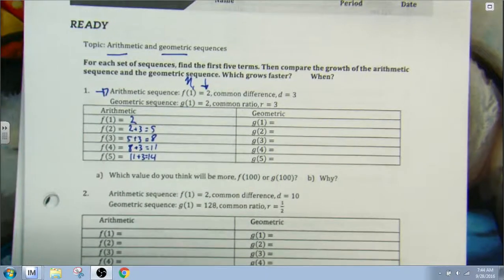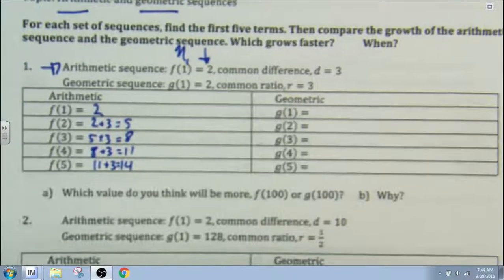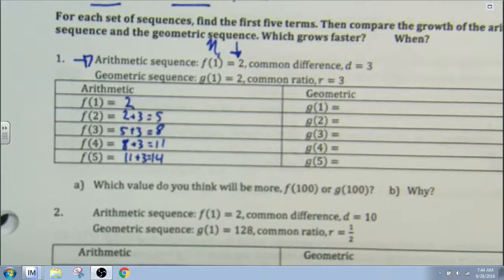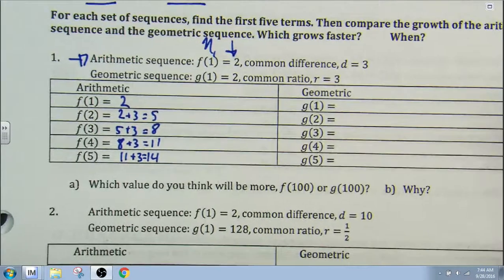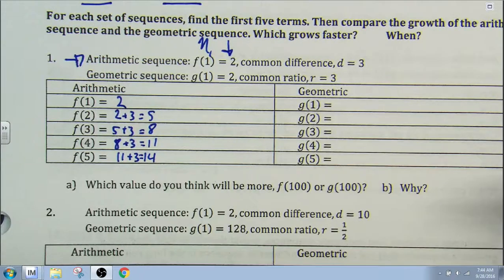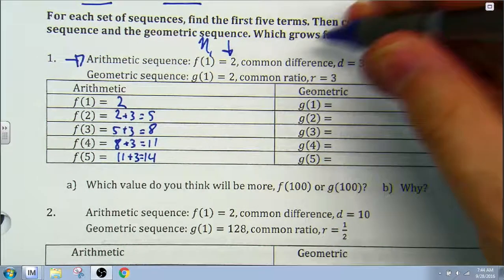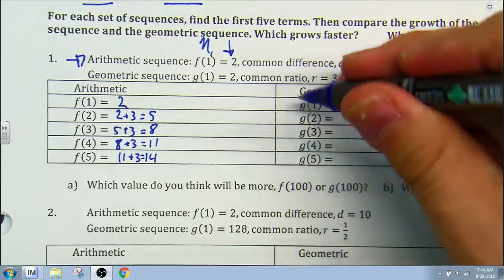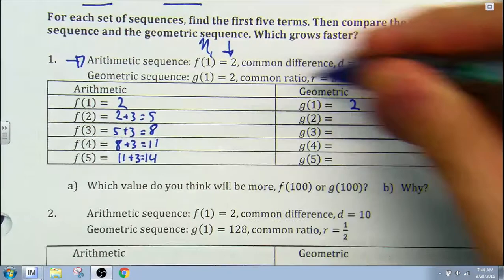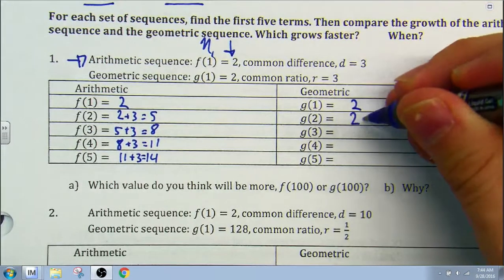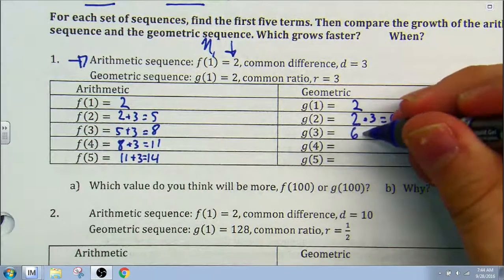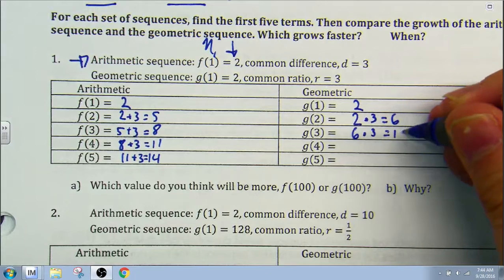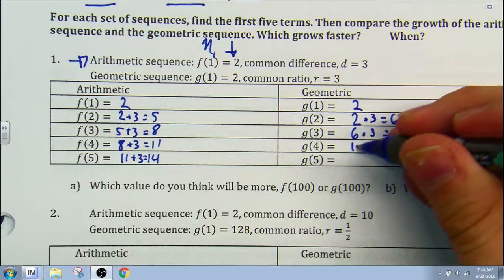Let me zoom in a little bit so we can see this bigger. And then for the geometric, we're going to do the same thing. We're going to build that recursively, but this time we're going to be multiplying because it's a ratio. So g of 1, of course, is still 2. And now my ratio is 3, so I'm multiplying by 3, which gives me 6. And then 6 times 3 is 18. And that's going to be 18 times 3.